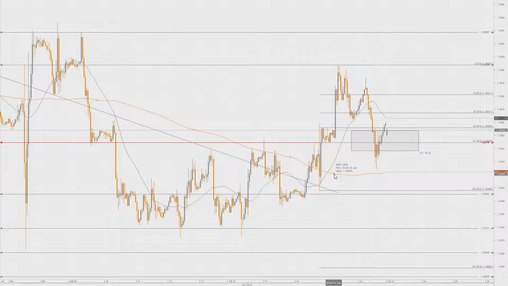You can see here the 200 MA coming in. It almost touched that and then it decided to run back up. So now I'm looking for this price zone to hold. I also put in a Fibonacci from the spike down to the spike up. And let's see what that did. The 23 didn't hold, retested it, and it went all the way down to 61.8.